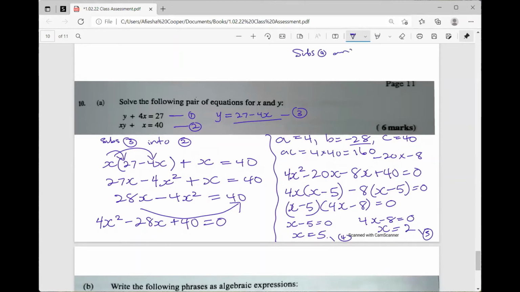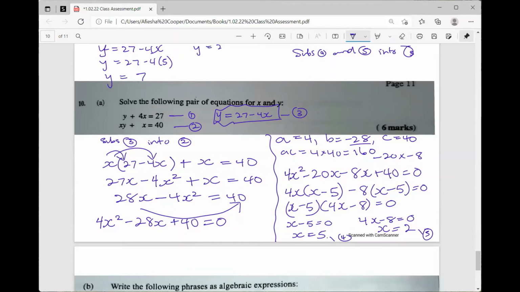2 and 5 into, of course, I'll go with 1. So that will give me y plus 4x equals 27. Y plus, actually, I'll use this one here because it already has y as the subject of the formula. So I'll substitute it into 3. And I'll have y is equal to 27 minus 4x. Y is equal to 27 minus 4 by 5. Y is equal to 7.